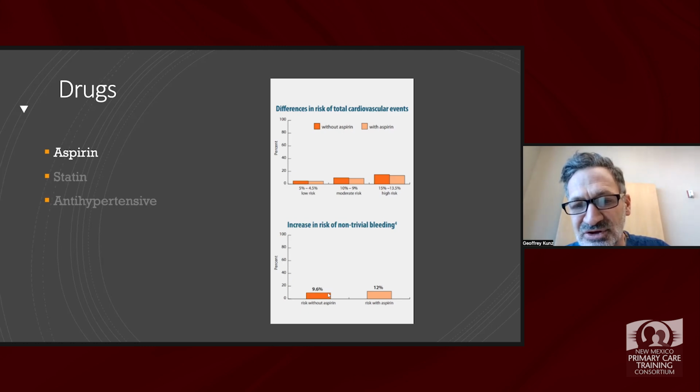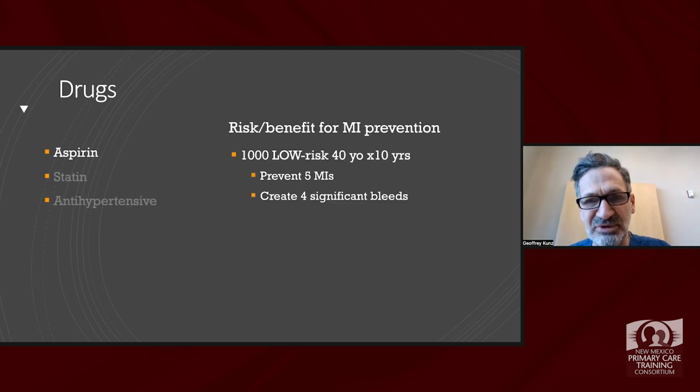So these are non-trivial bleeding. So we're not talking about nosebleeds or shaving nicks that bleed, but mostly GI bleeds, some intracranial bleeds, not so much hemorrhagic strokes, but subdural hemorrhages that occur with falls, things like that. There's a small but real increase in risk of bleeding complications with taking a low dose 81 milligram a day aspirin. So you're trading some decline in cardiovascular risk with some increase in significant bleeding.